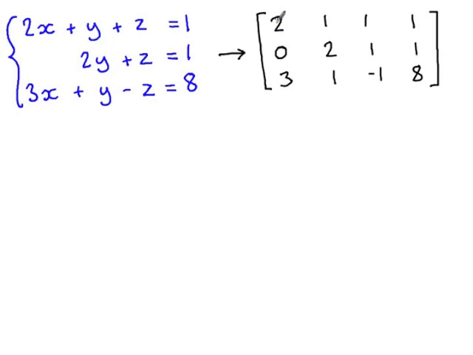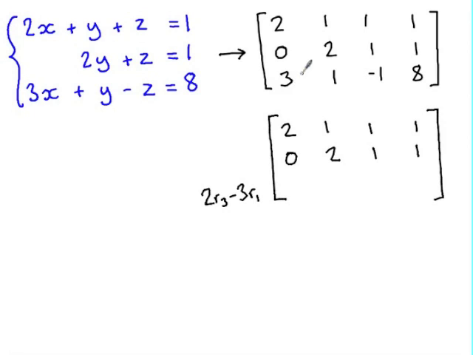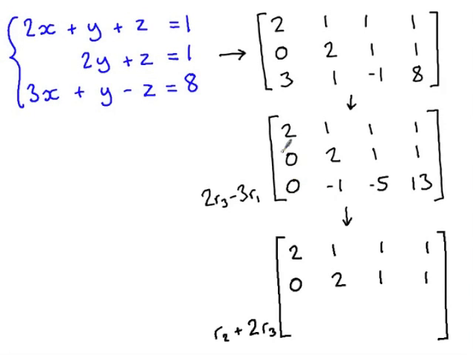There's no 1 in the first column, but I can replace row 3 with 2 lots of row 3 take 3 lots of row 1. So that's where my 0 comes from. Finally, in order to achieve my third 0 for row echelon form, I'm going to replace row 3 with row 2 plus 2 lots of row 3.